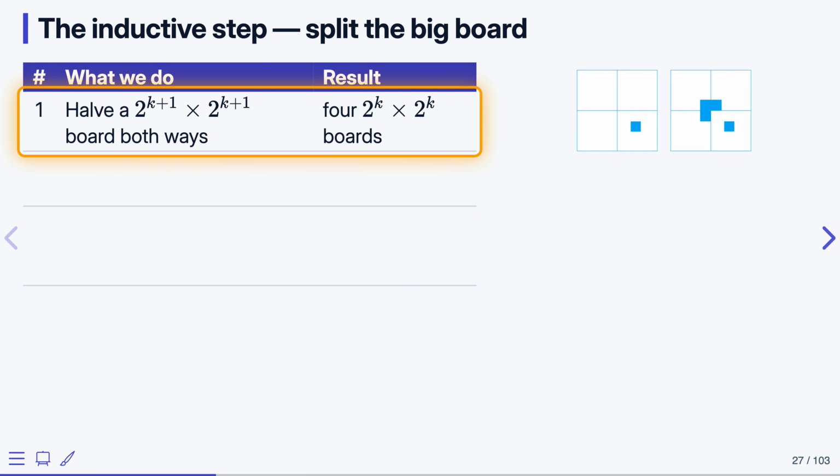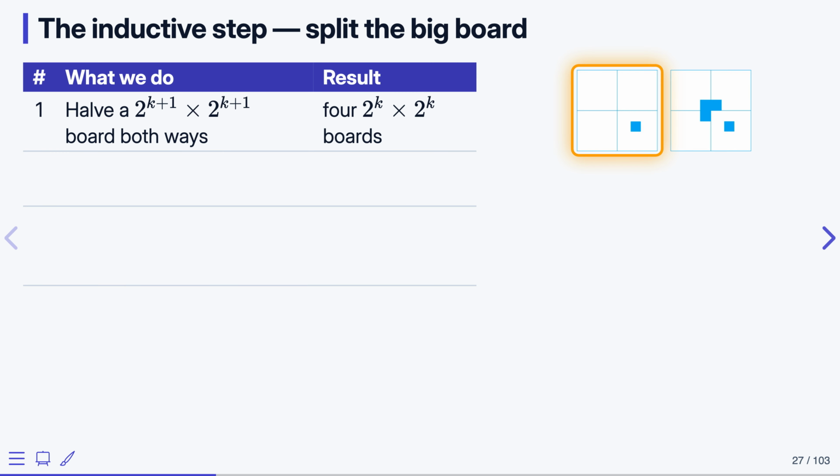Step 1. Take a board of size 2^(k+1) by 2^(k+1). Cut it in half across and in half down. That gives 4 smaller boards, each 2^k by 2^k. The left picture shows the cut, 4 equal quarters.